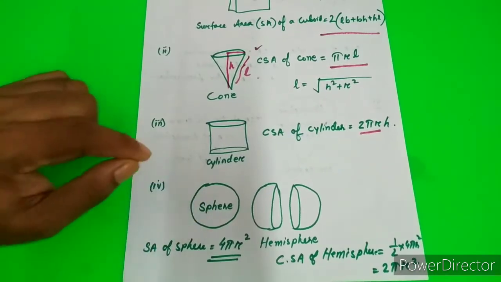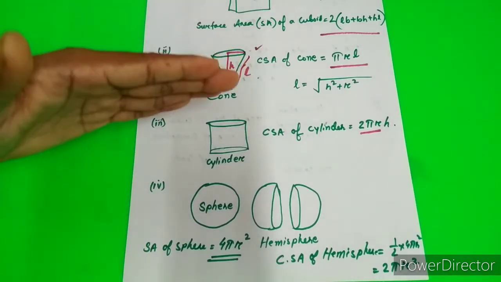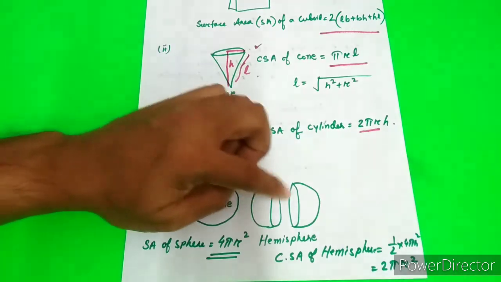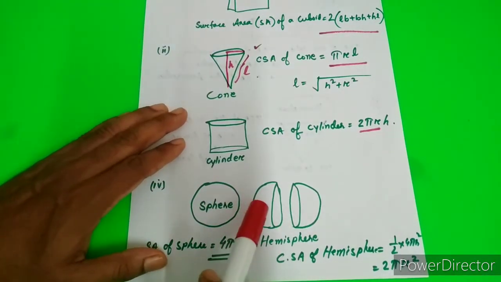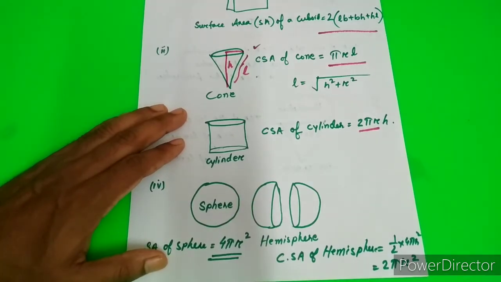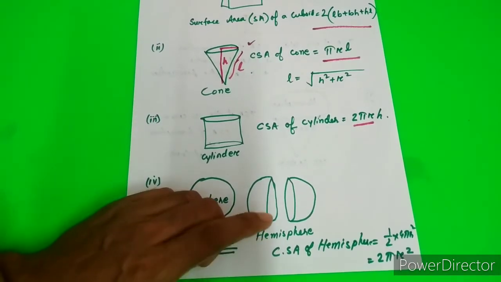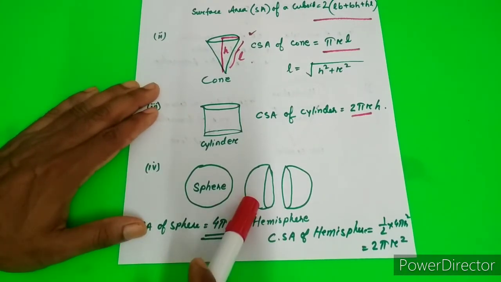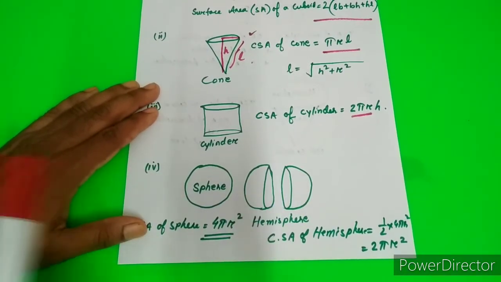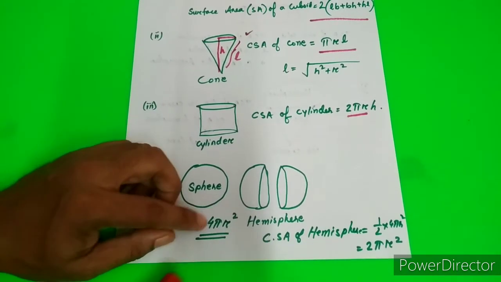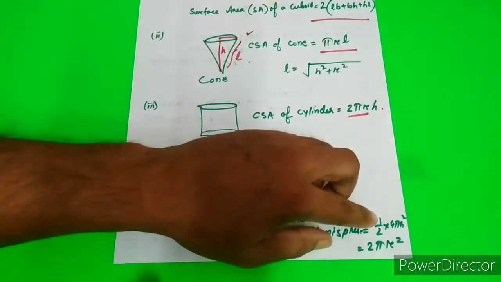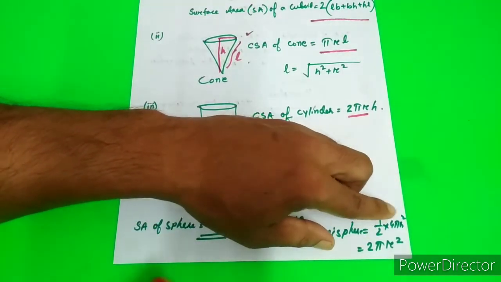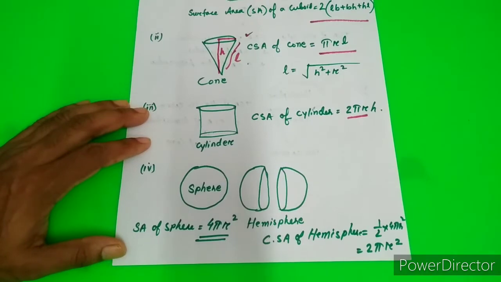Next, if I cut this sphere into two parts, we will get these two shapes. For example, I am cutting a tennis ball into two parts. These are the two shapes. Clear? Each part is called a hemisphere. The CSA, curved surface area of a hemisphere, equals half of the surface area of the sphere: half into 4 pi R square gives 2 pi R square.